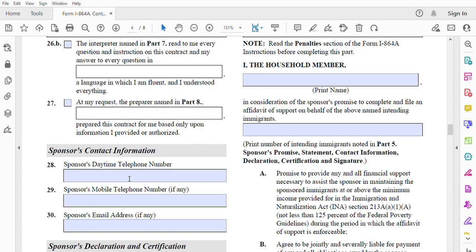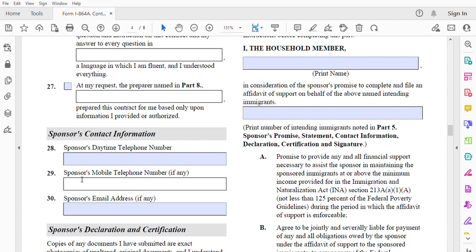Sponsor contact information, phone number is 317-111-111. This is a fake phone number, and the sponsor's email address is aa@gmail.com. You gotta remember, this is very important. This is how USCIS and NVC will communicate with you. It's very important to have a legitimate email address and mailing address.